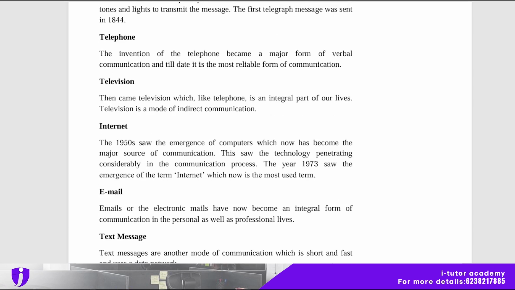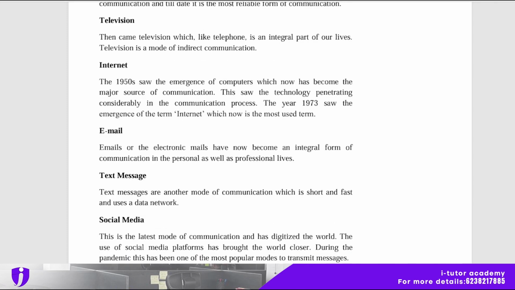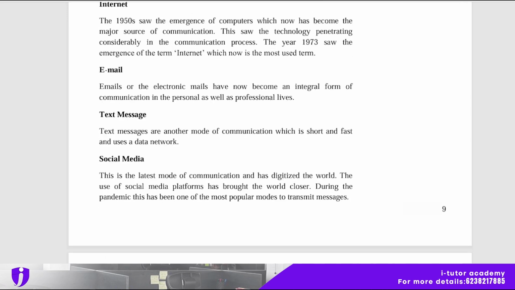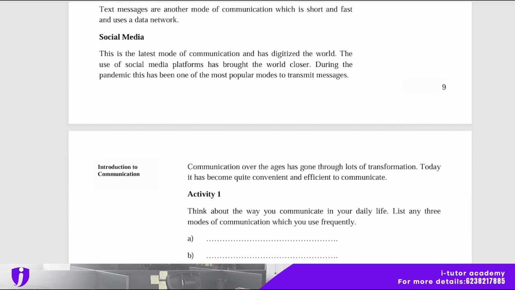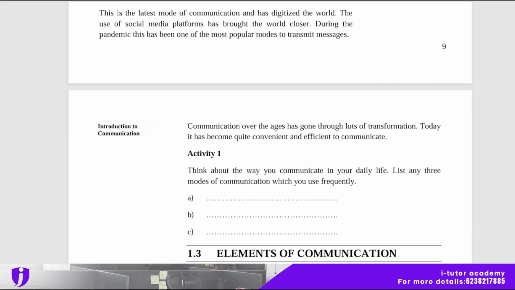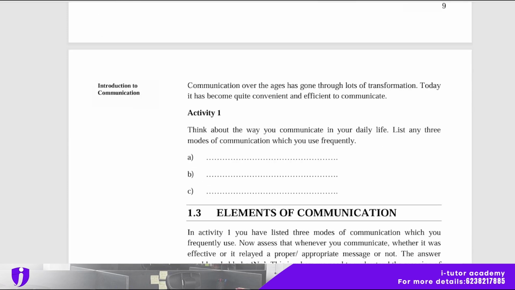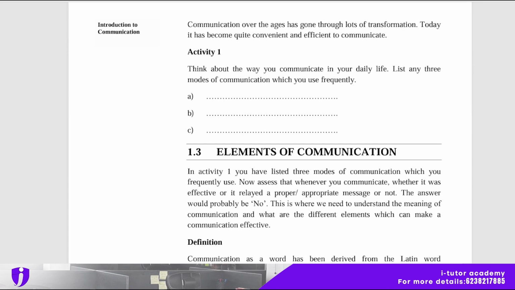Internet. 1950 saw the emergence of computers, which have now become the major source of communication. Email is there, text messages, social media. All of these methods of communication are common nowadays. So for the activities based on this section, you just try to do it. It will help you for more understanding.